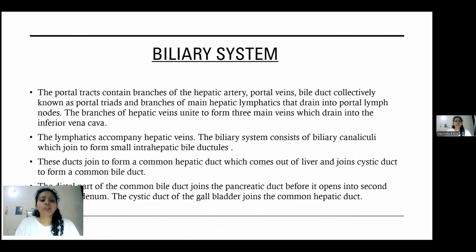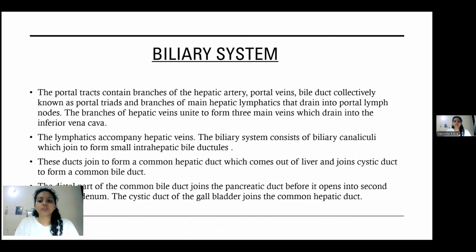Biliary system. The portal tracts contain branches of the hepatic artery, portal veins, and bile duct, collectively known as portal triads, and branches of main hepatic lymphatics that drain into portal lymph nodes. The branches of hepatic veins unite to form three main veins which drain into the inferior vena cava. The lymphatics accompany hepatic veins.